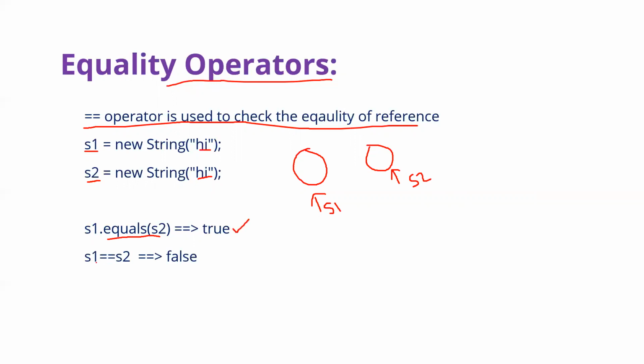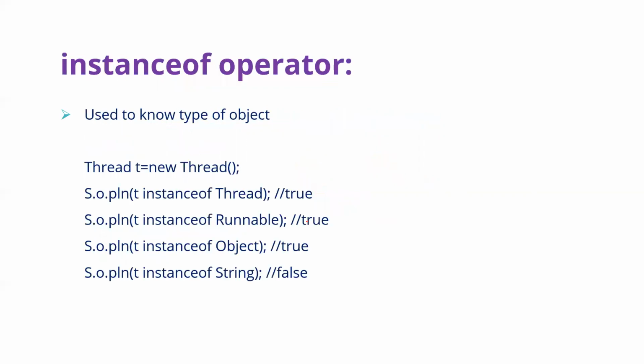But whenever you apply the equality operator s1 double equal to s2, in that case you will get false, because here the reference will be checked. s1 is referring to one object, s2 is referring to another object. Both are different, right? So whenever you perform the equality operator, you will get the result as false. Now let me go to the next slide.